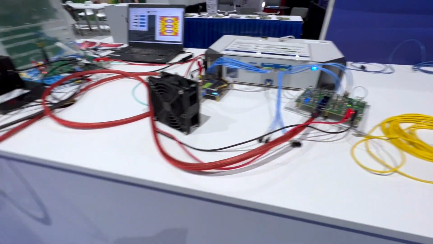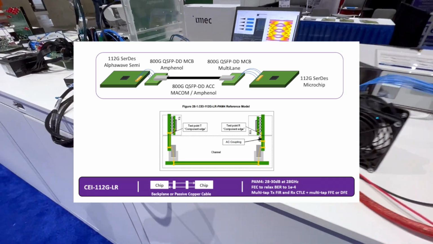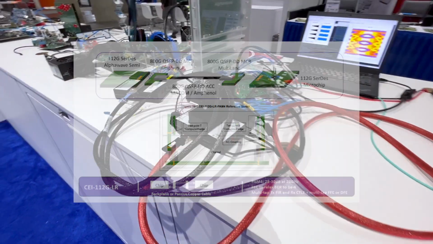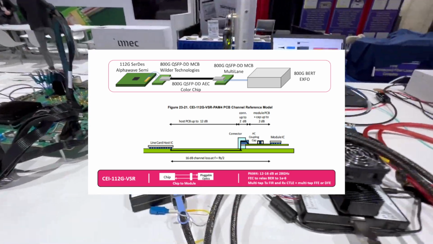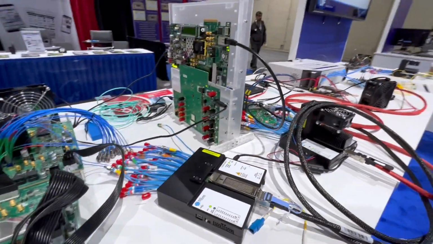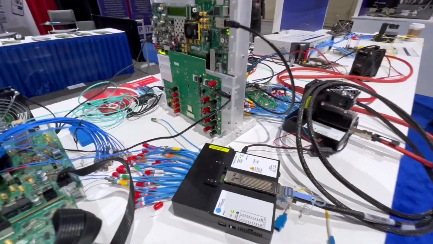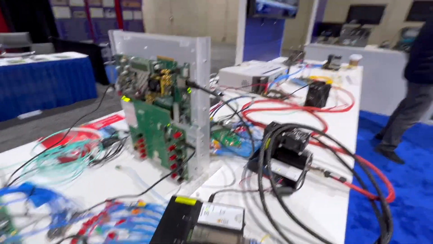There is one standard for chip-to-chip over copper cables, LR, and another standard for shorter chip-to-module applications, VSR. The Alphawave Serdes test chip is able to interoperate with other vendor silicon in these configurations while exceeding the BER targets.